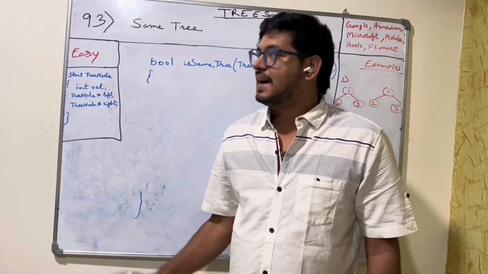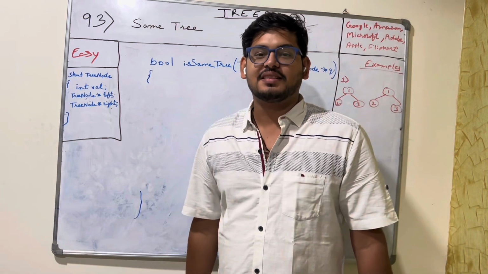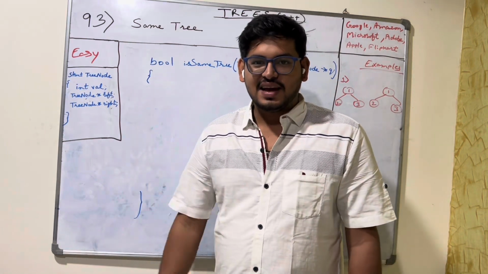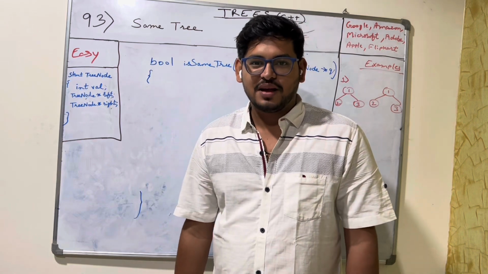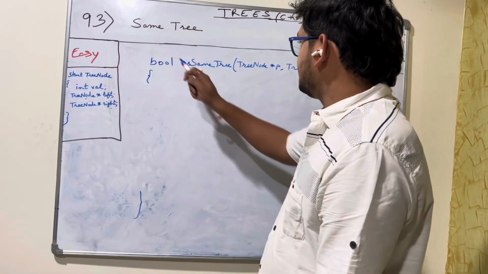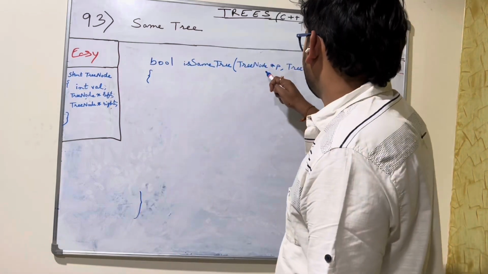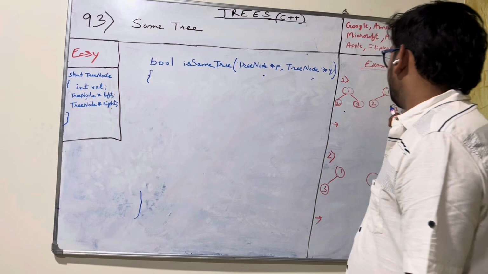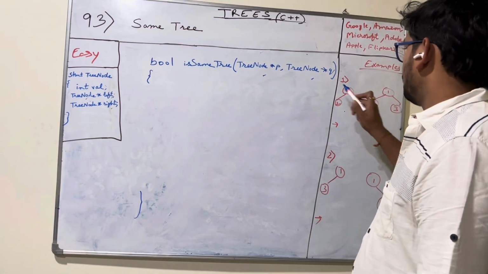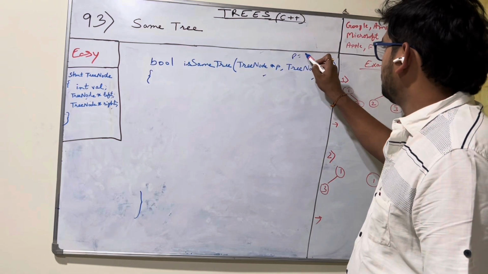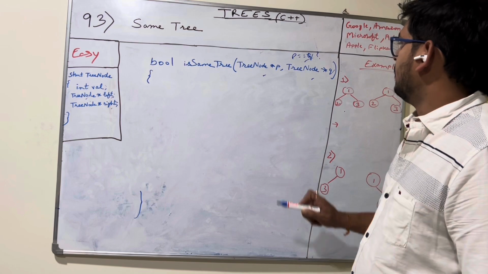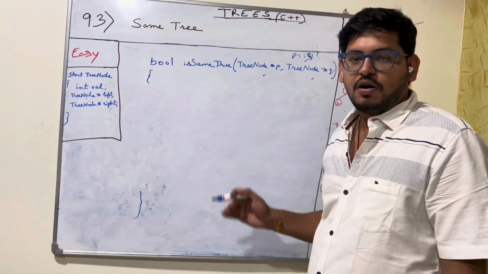Today we are going to solve the 93rd question of the problem solving series and the third question of the topic tree. The difficulty level for this question is easy and this question has been asked in Google, Amazon, Microsoft, Apple, Adobe, and Flipkart and many other companies. Same tree. So we are given two trees and we need to return whether the trees are same or not. That means is P equal to Q or not. If P is equal to Q, we return true or else we return false.